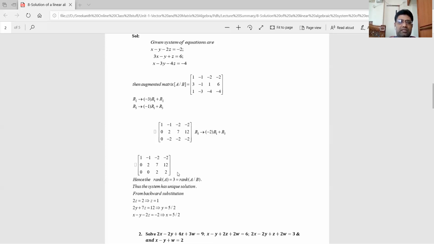Therefore, this system is consistent and it has a unique solution. So what is that unique solution? That is easy to calculate. Go by back substitution. So 2z, this stands for z, right? So 2z equals 2. From that, z is 1.